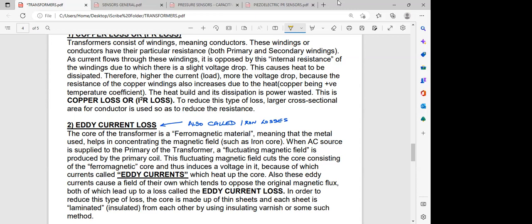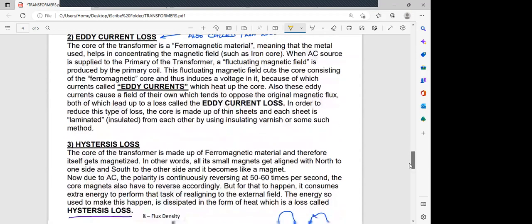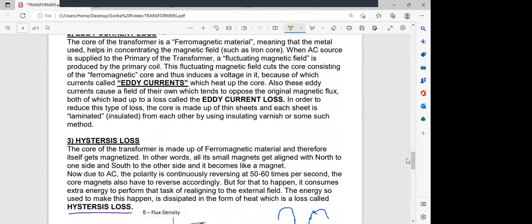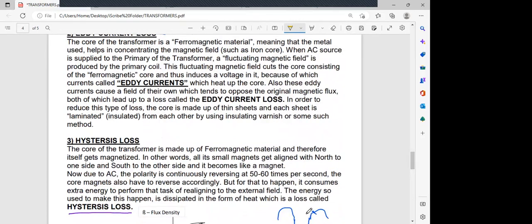Before we go on to the third loss, that is hysteresis loss, let us see how your particular transformer works. Then we will discuss hysteresis loss, and then we can see a video on the hysteresis loss.